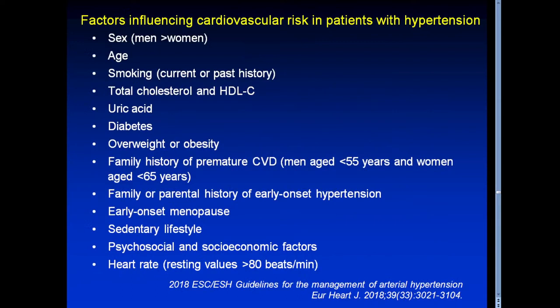Factors that influence cardiovascular risk of patients with hypertension: sex, men more than women, age, smoking, total cholesterol, uric acid, diabetes, overweight, obesity, family history of premature cardiovascular disease, parental history of early onset hypertension, early onset menopause, sedentary lifestyle, psychosocial and socioeconomic factors, and heart rate.